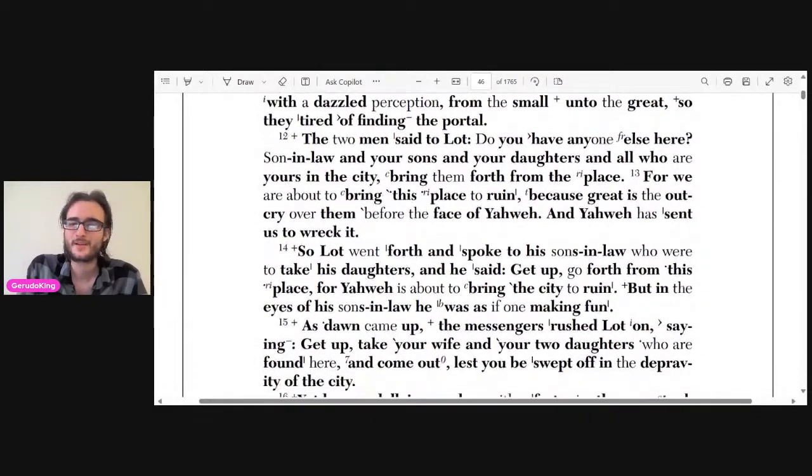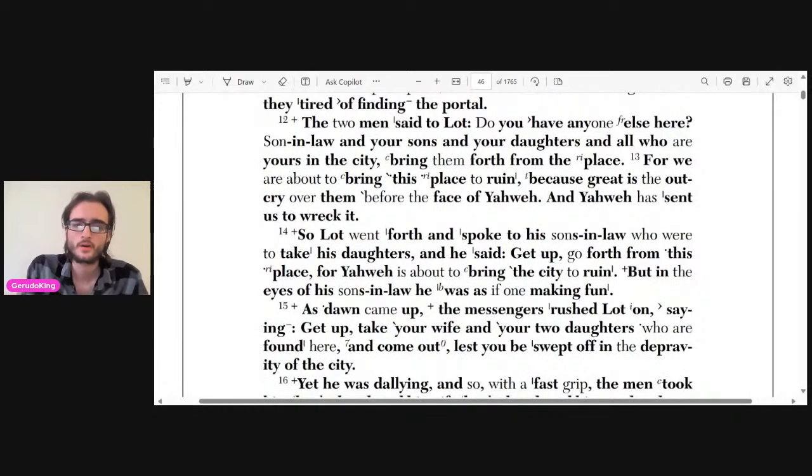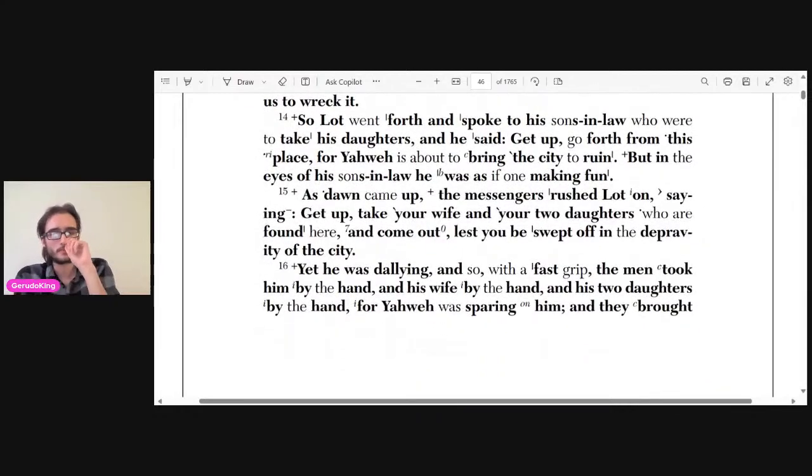The 2 men said to Lot, do you have anyone else here? Son-in-law, and your sons, and your daughters, and all who are yours in the city, bring them forth from the place. For we are about to bring this place to ruin, because great is the outcry over them before the face of Yahweh. And Yahweh has sent us to wreck it. So Lot went forth and spoke to his sons-in-law, who were to take his daughters, and said, get up, go forth from this place, for Yahweh is about to bring the city to ruin. But in the eyes of his sons-in-law, he was as if one making fun.